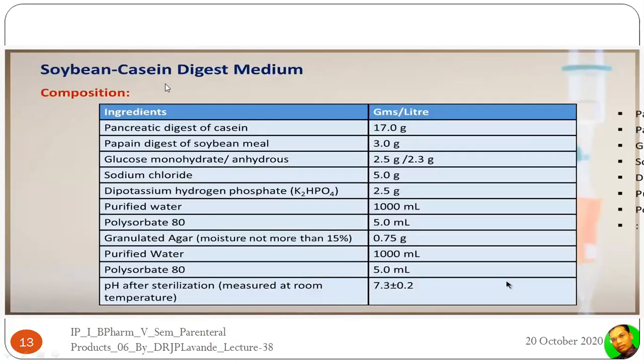This is the other medium, which is the soybean casein digest medium. All these are the ingredients belonging to the soybean casein digest medium, and all these ingredients are in this much quantity.